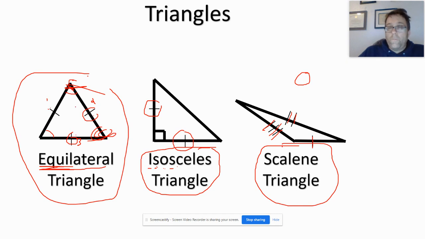It has three the same, but it still has two. So technically, you can also call this one an isosceles as well.